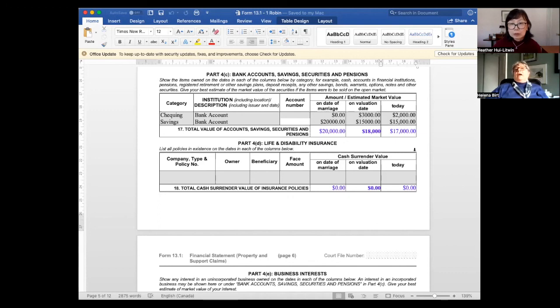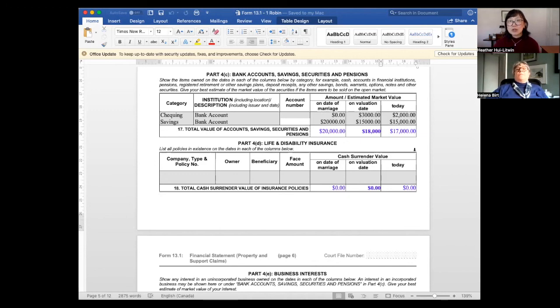Robin had 20,000 in a savings account. Well, she spent some of that money during the course of the marriage, because on the valuation date, it's only worth 15,000. But she's hung on to that. So she still has 15,000 in the savings account. So yeah, you can actually get the whole financial story from just the information that's there.